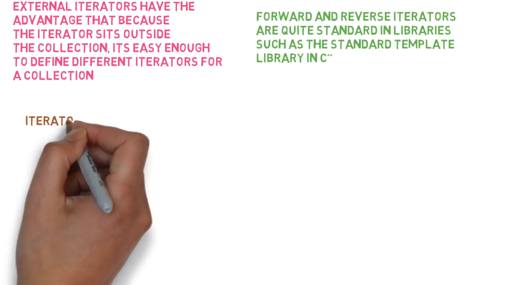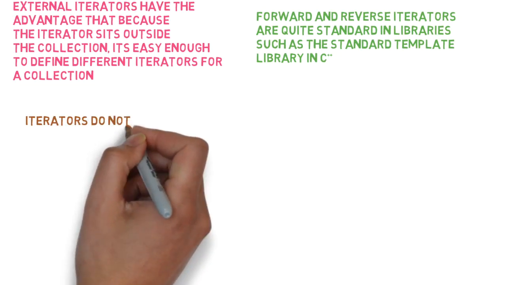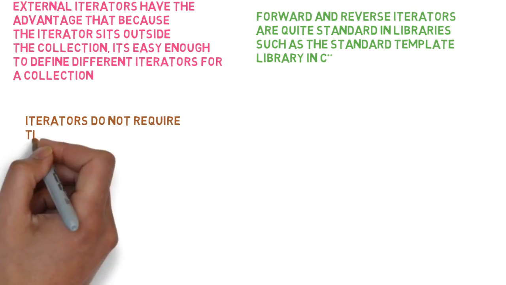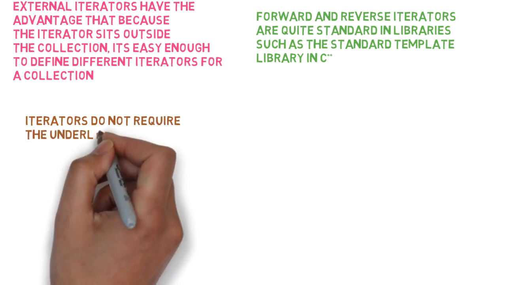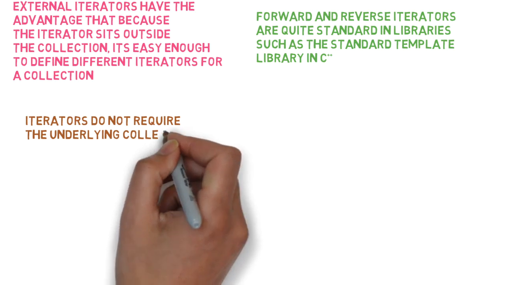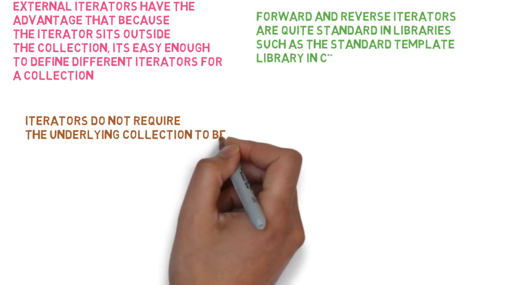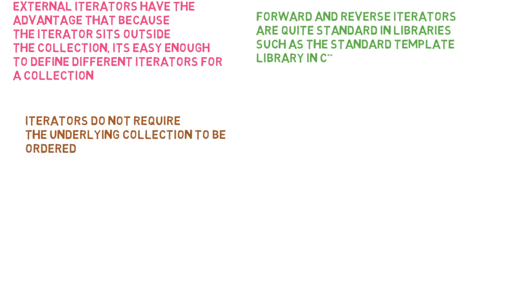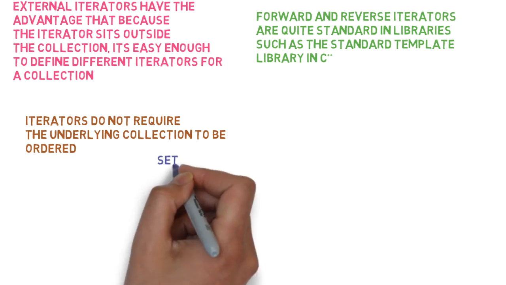Iterators work on all collections. They do not require the underlying collection to be ordered. So, like I said, lists are ordered collections. Doesn't mean an iterator needs to work only on a list.